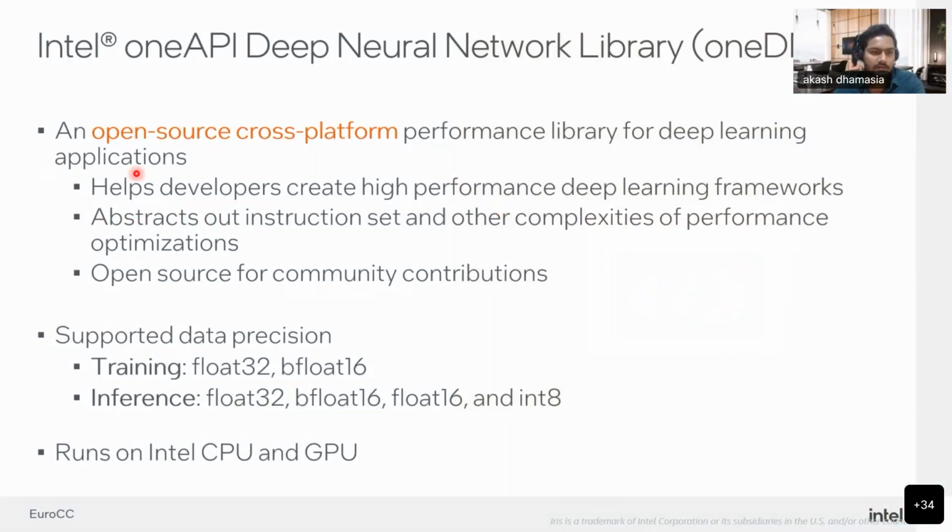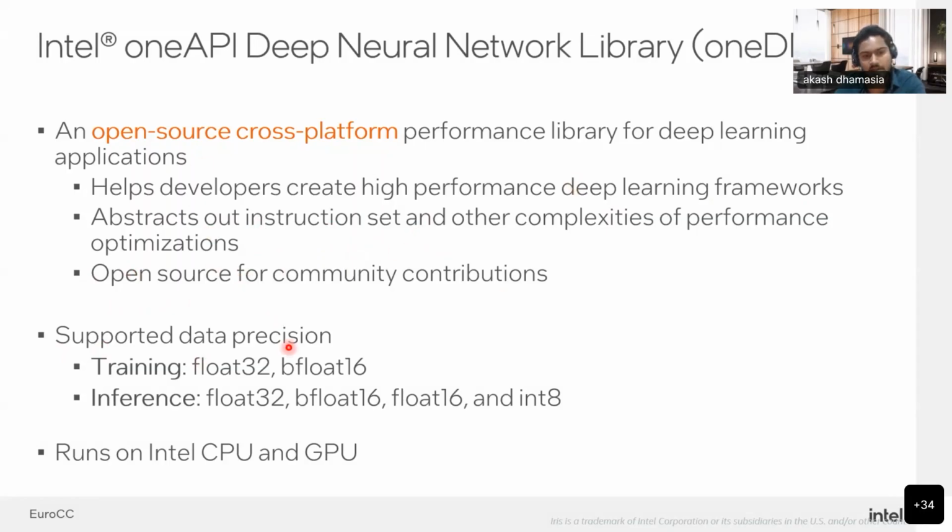So what is oneDNN? It's an open source cross-platform performance library for deep learning applications. You can get high performance in the deep learning frameworks which you have. It can give you high performance if you are using Intel optimized frameworks because they use the oneDNN library. It uses the instruction set according to the Intel architecture. I was talking about the VNNI instruction set and the AMX instruction set for Sapphire Rapids CPUs. It uses those instruction sets and can optimize your applications. And this is open source.